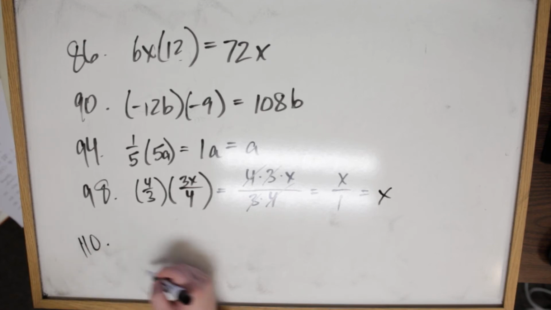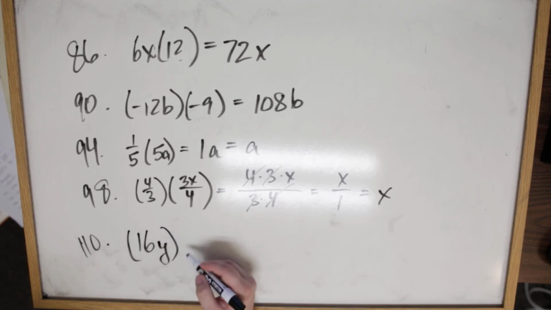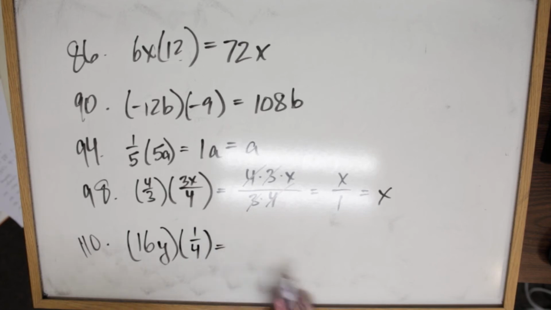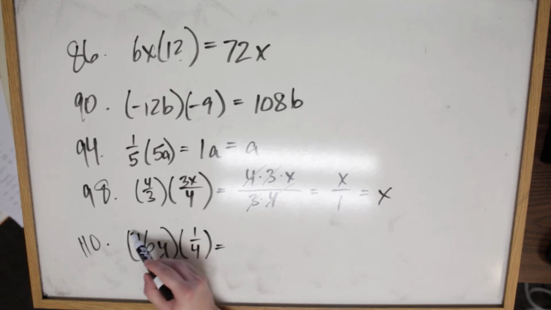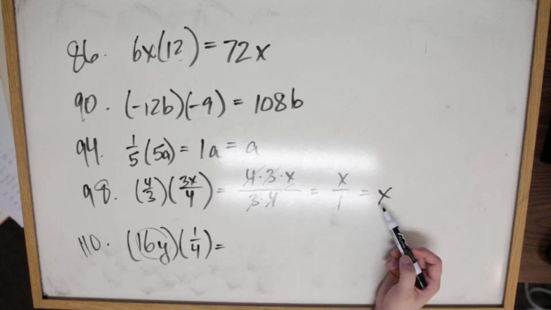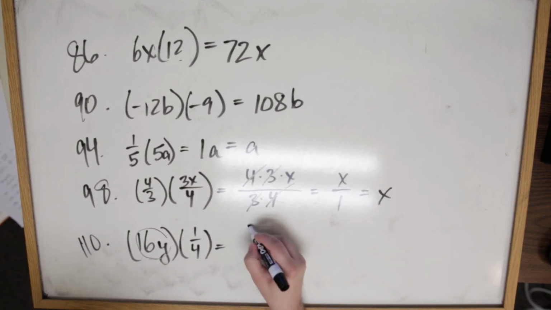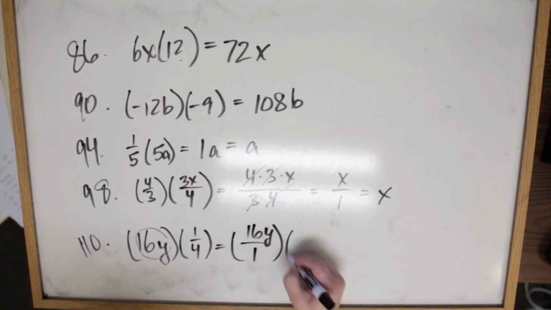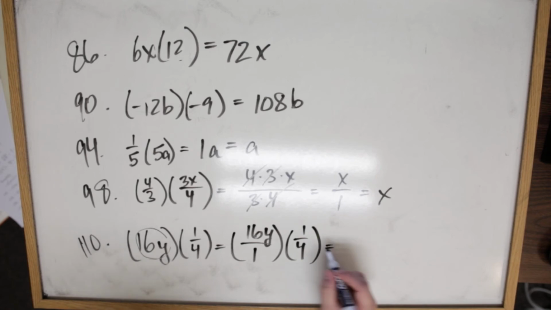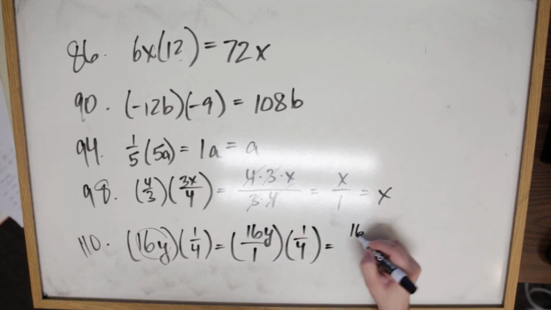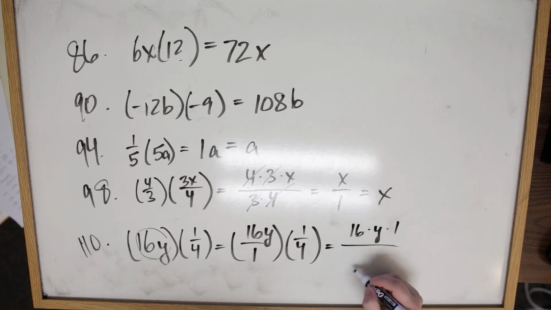All right, 110. Here I have 16y times 1/4. You can think of this when you combine them as the whole thing up here being in the numerator by itself. It's like 16y divided by 1, kind of like what we had here, x over 1 is equal to x. So you can rewrite it as 16y over 1 times 1 over 4, and then rewrite it like we did here: 16 times y times 1 all over 1 times 4.